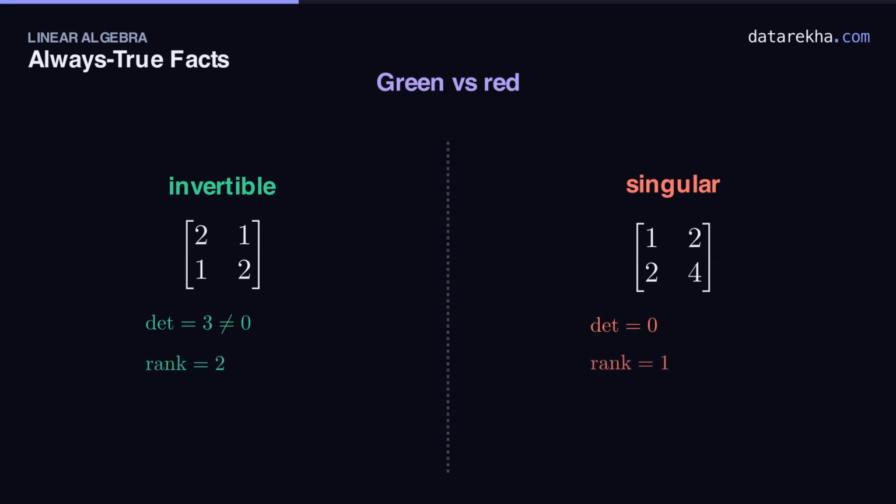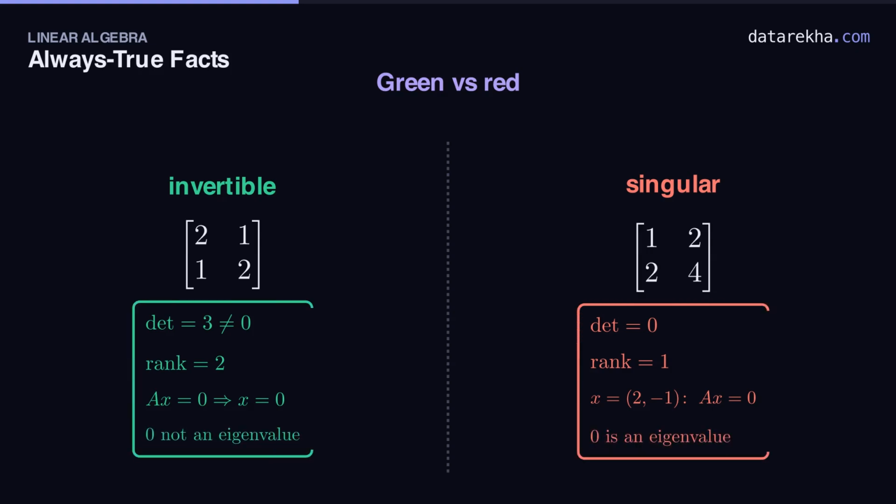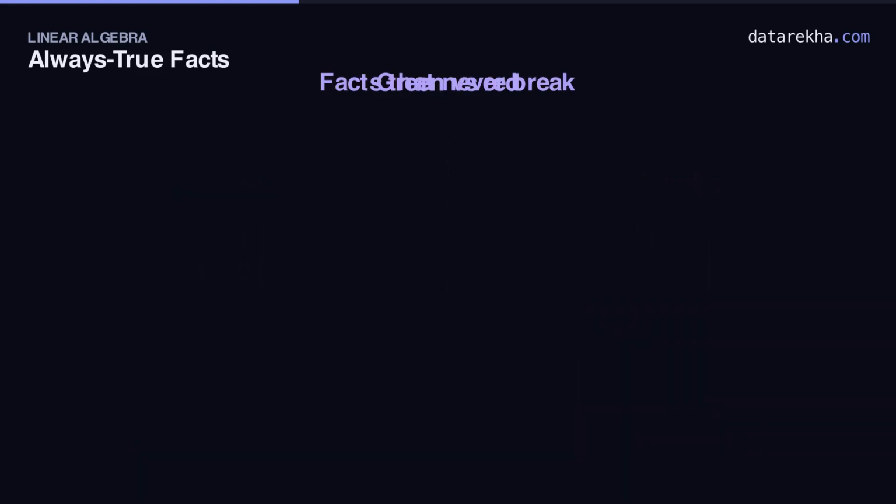So the rank split, full rank 2 on the left, only rank 1 on the right, because its second row is just twice the first. The null spaces split too. On the left, only 0 goes to 0. On the right, the vector (2, -1) is crushed to 0. A whole line of non-zero solutions, and so 0 is not an eigenvalue on the left, but it certainly is on the right. One column green, one column red, and every row inside a column agrees with the switch.